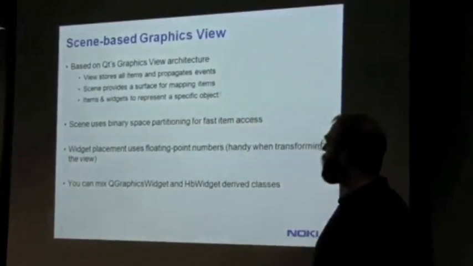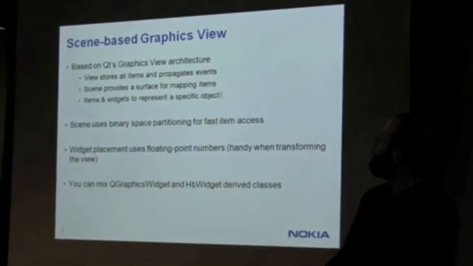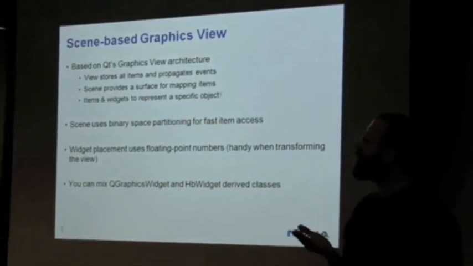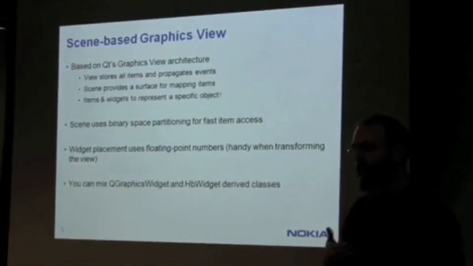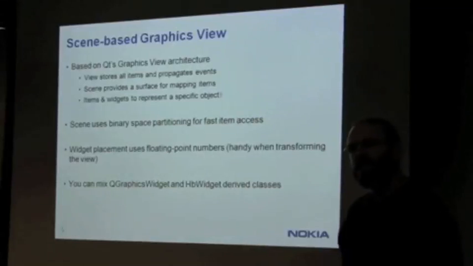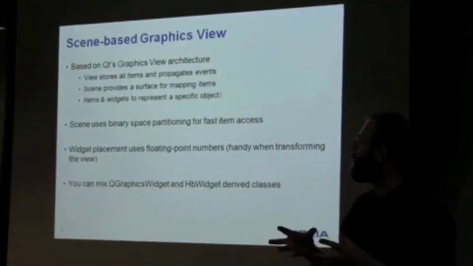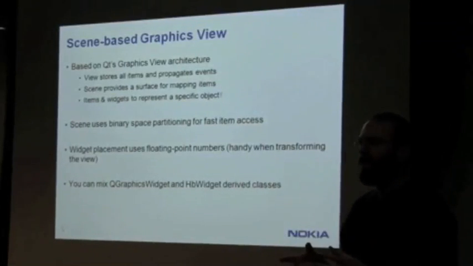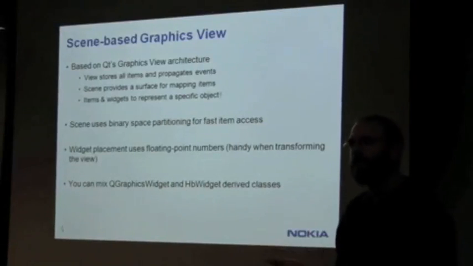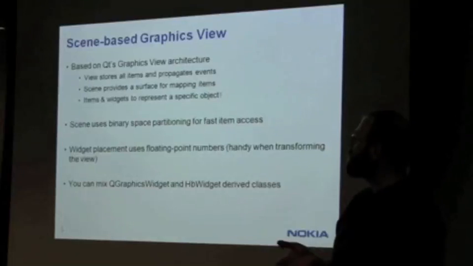So we talked a little bit about the scene-based graphics view. It's based on Qt's graphics view architecture, and there's a nice write-up of it in the Qt documentation now. The idea behind it is that the view is responsible for storing all the items and propagating events from the system event pumps that go in through Qt. Those get dispatched to widgets.